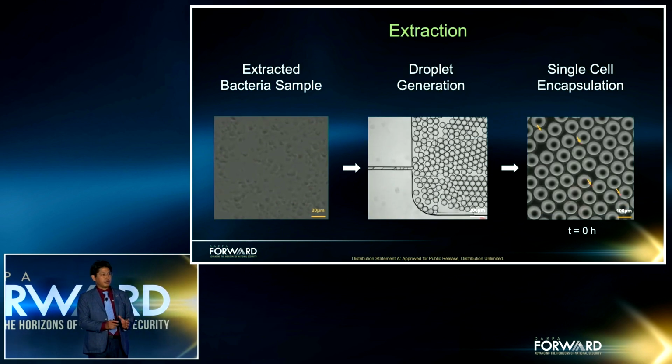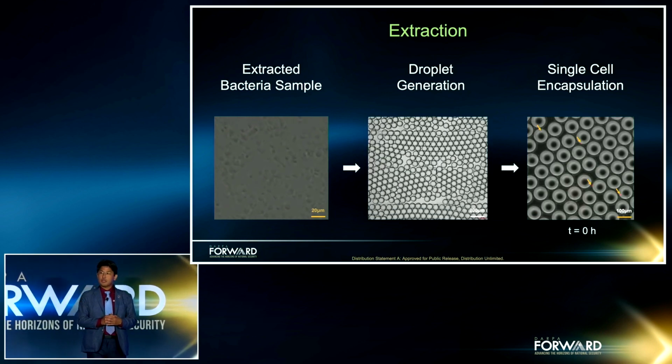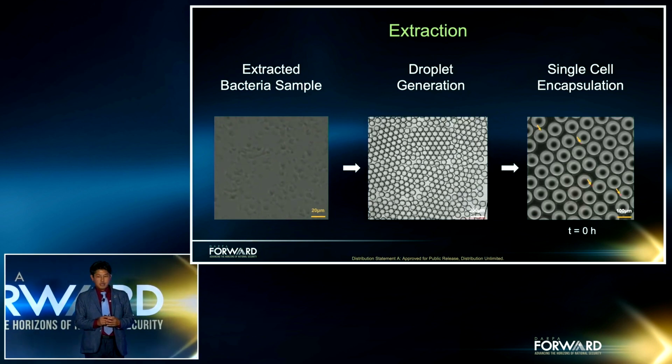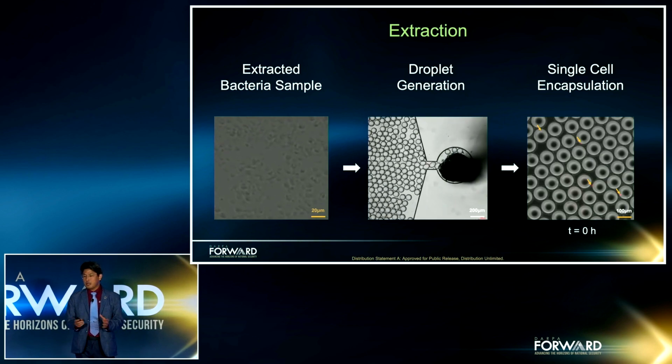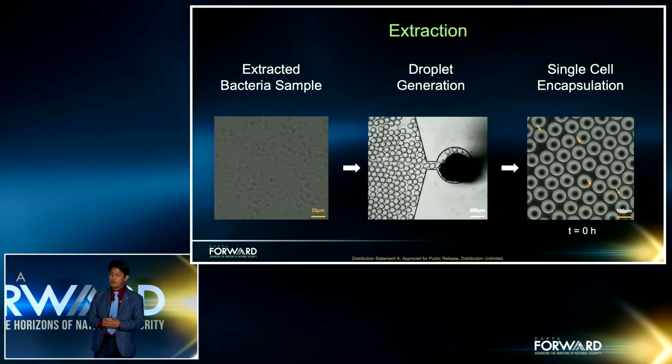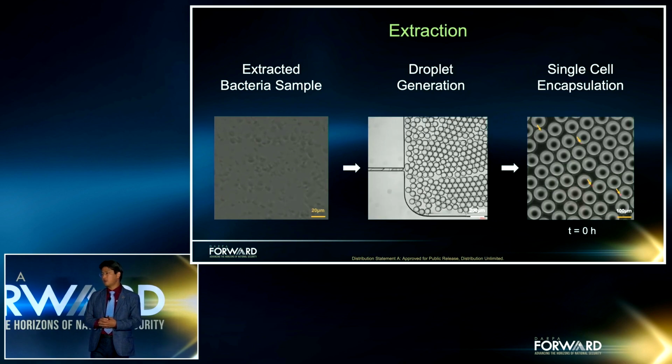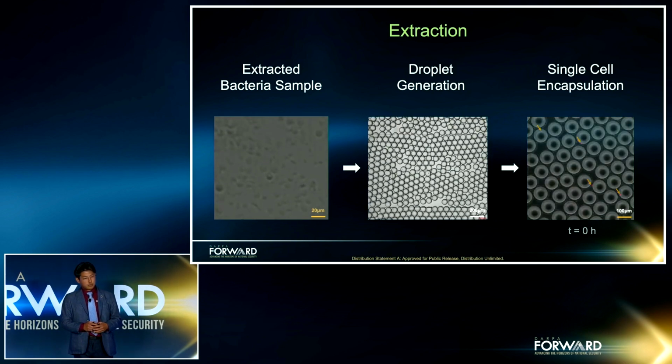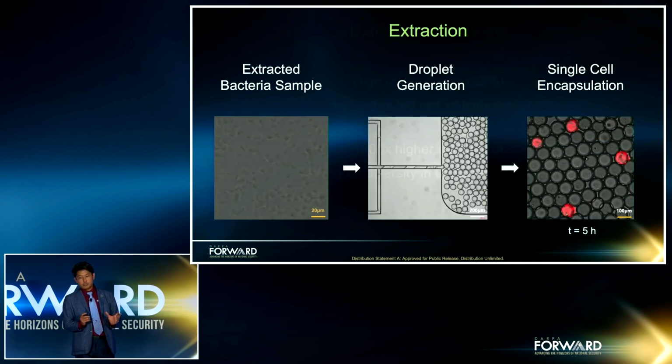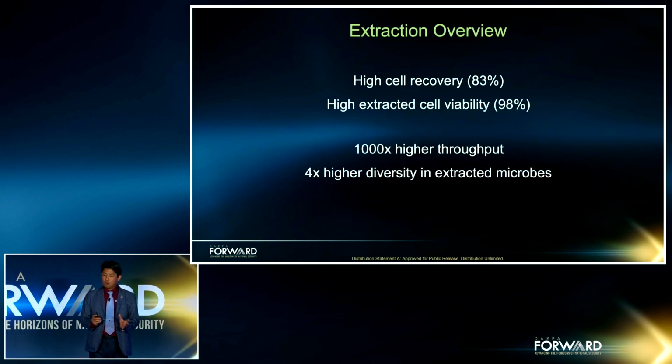So these extracted bacterial samples now get encapsulated into a droplet at a single cell resolution at a very high speed. So these millions of droplets are then incubated to amplify the encapsulated microbes so that downstream phenotyping becomes possible. Compared to the current state of the art, we can recover more total cells, more viable cells, while being able to do so thousands of times faster. Combined with a 4-fold increase in the diversity in an extracted microbe, we can really isolate and characterize more of the dark microbiome than ever before.